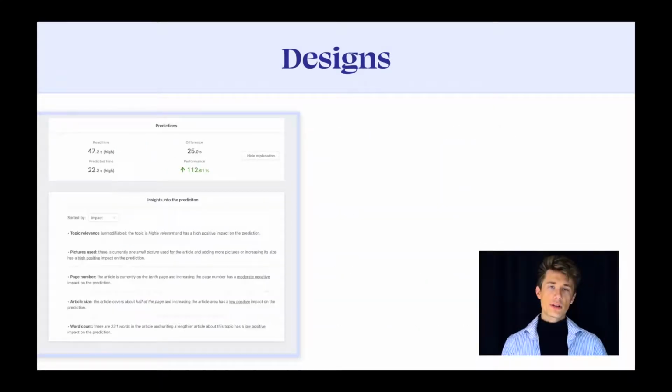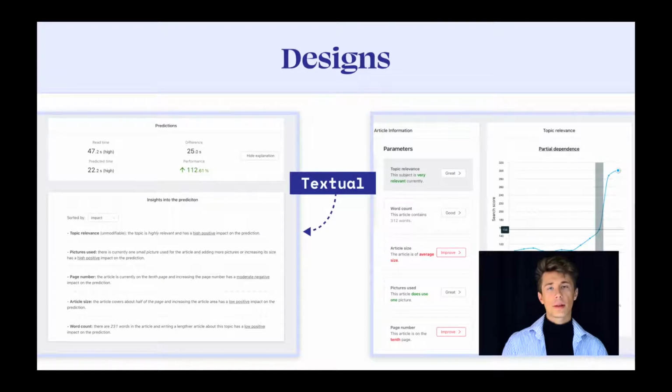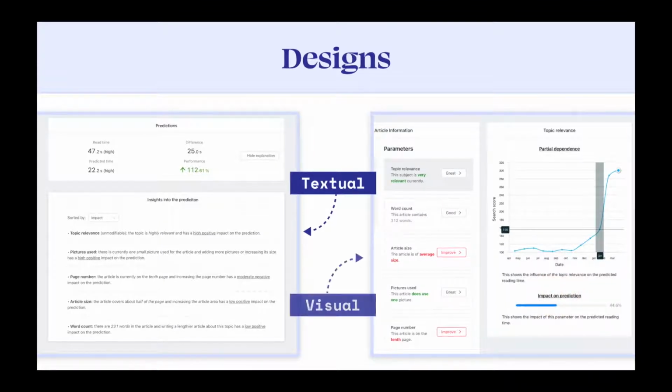So for the first iteration, we developed two common types of explanations. The first one being the textual one, and the second one being a more visual one using partial dependence plots, which are used quite often both in literature and in real use cases. Both these explanations convey the same type of information regarding which input parameters are present, how these parameters currently impact the prediction model, and how changing these parameters would influence the outcome of the model.